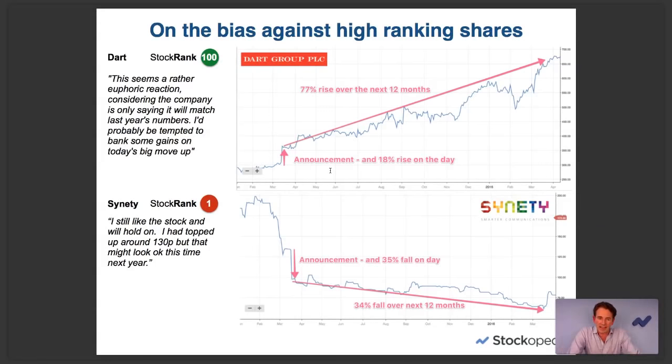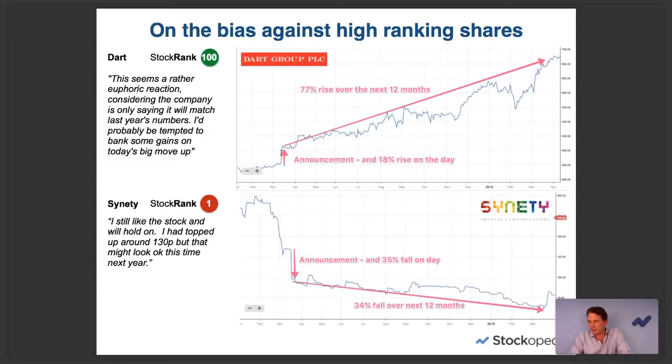Now, I'm taking you back a few years here, back to 2015, and this always sticks in my mind because it was one week and two shares that had opposite stock ranks, both had opposite announcements. Dark Group that we talked about earlier had a stock rank of 100 at the time. I think it was the top ranked share on the site. And they released an announcement that basically said they were meeting market expectations. It wasn't really that much of an upgrade. But on the announcement, it rose 18% on the day.